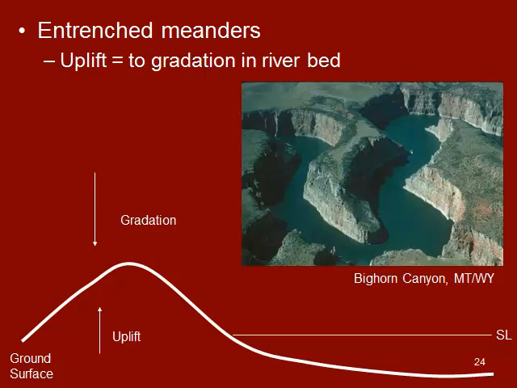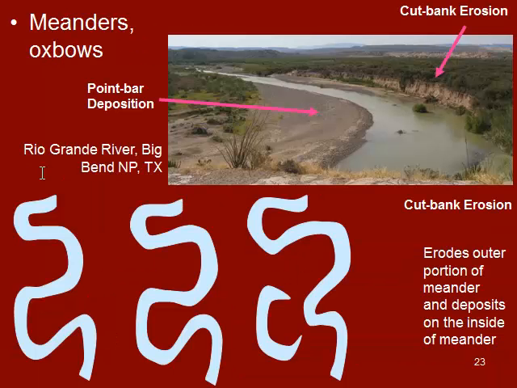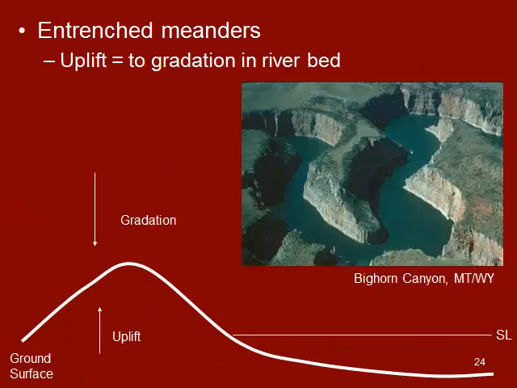So our next, moving on from meanders to entrenched meanders, basically what happens here is you have a meandering river that's developed, really old, and then something changes. So in this case, this is Bighorn Canyon in Montana and Wyoming. The Colorado River is a great example of this.